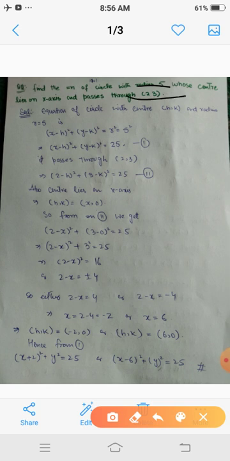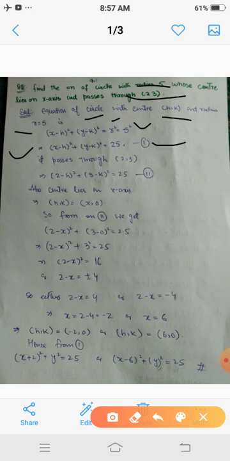We know that the equation of a circle with center (h, k) and radius r is given by (x minus h) whole squared plus (y minus k) whole squared equals r squared. Here the radius is 5, so r squared is 5 squared. This means that the general equation of the circle in this case is (x minus h) squared plus (y minus k) squared equals 25.